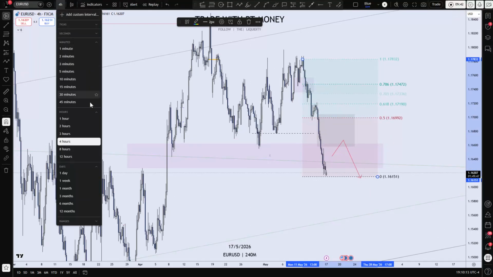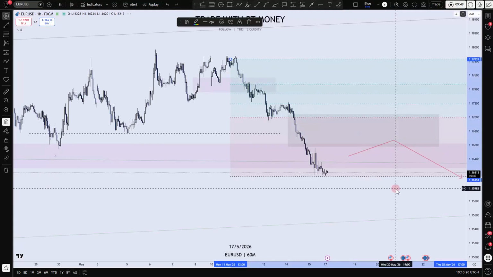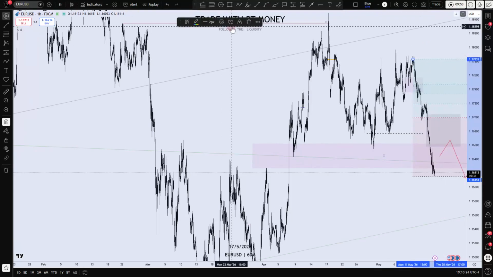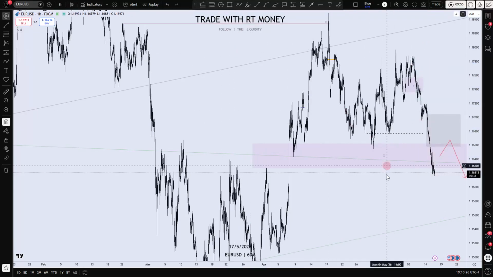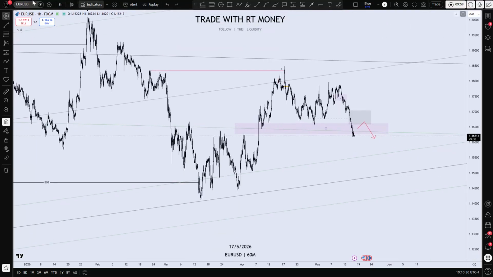I don't think I marked anything for the hourly time frame. No, I didn't. Let me get that out of here. We're clear. So that's it.